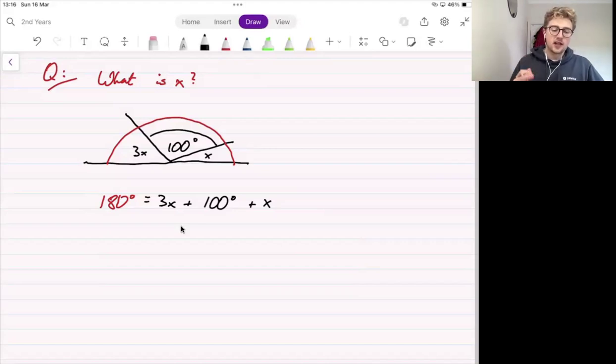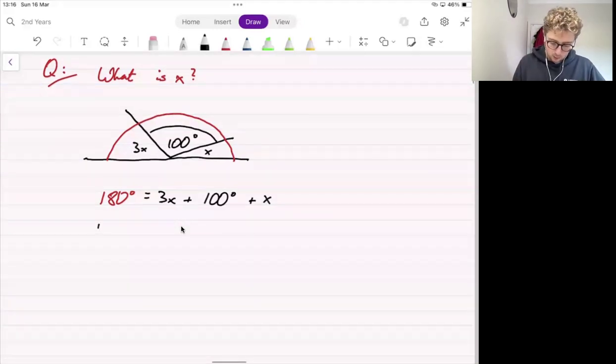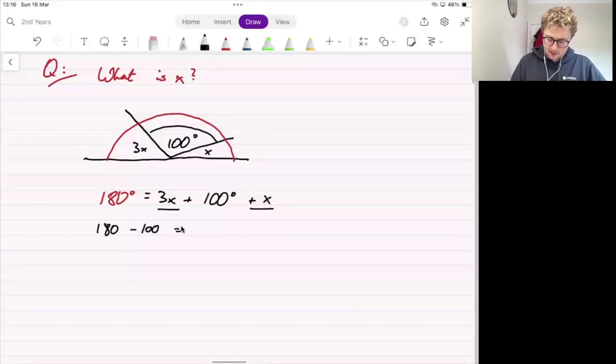So I'm going to bring over that 100, make it a minus 100, and I'll get 180 minus 100 is equal to 3x and x. I can add those together because those are what we call like terms. That should be 100, and that is 4x.